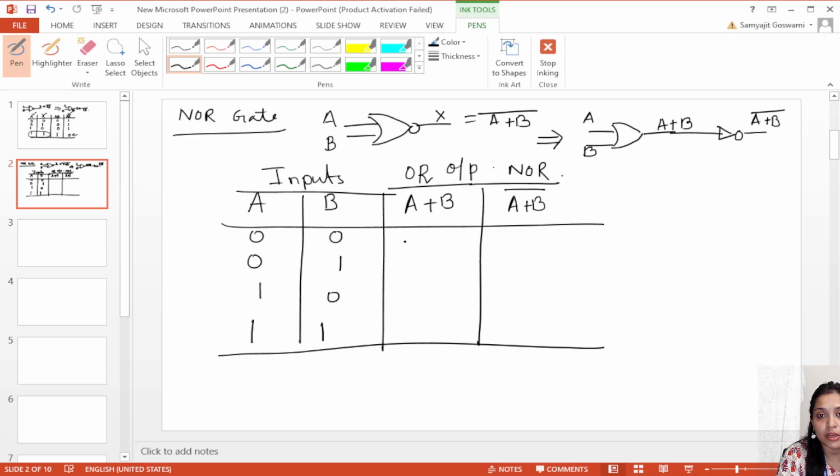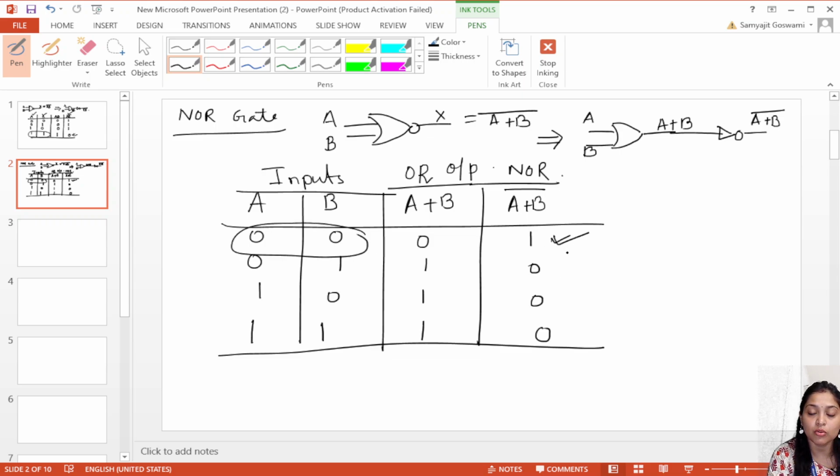So now, what will happen in the OR gate? 0 0 means 0, but in any other combination it will come 1 1 1. But in the case of NOR, that means just its opposite, the complemented form. That means 0 will come 1, 1 will come 0, 1 will come 0, 1 will come 0. So the very important part here is, when both the inputs are low, only at that combination the NOR gate shows the output high. Otherwise, in any combination the output goes low. This is a very important part.